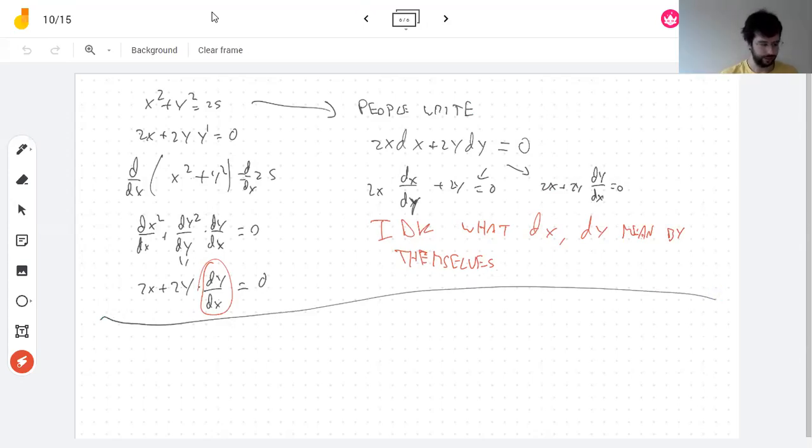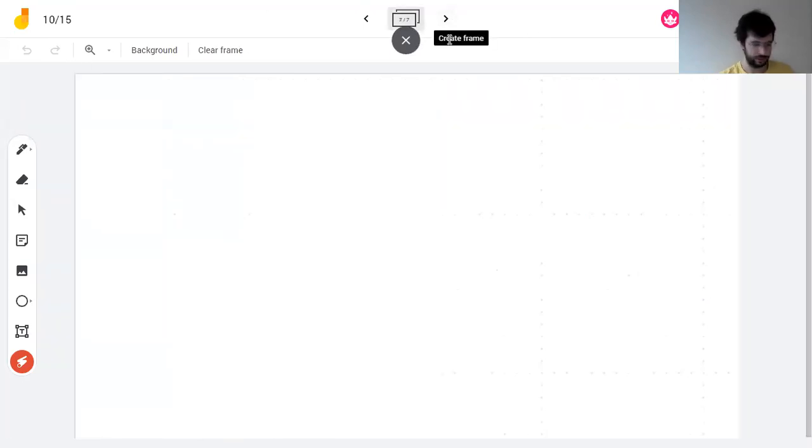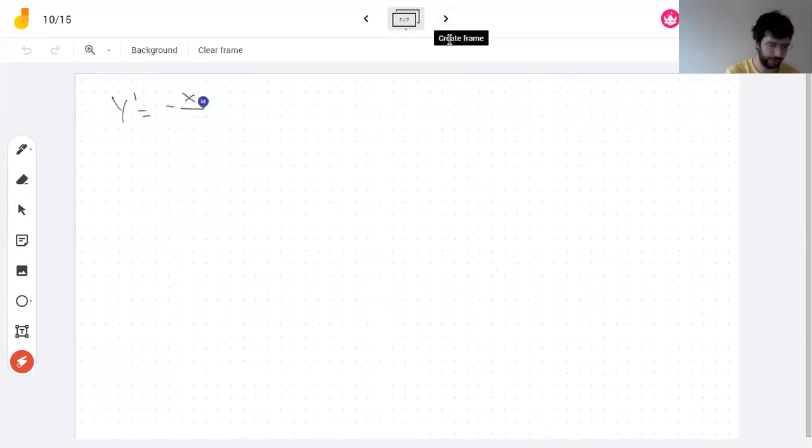Okay, so where I was is saying I got to, in however way, they're all essentially the same, I concluded that y prime is negative x over y. So I wanted to make x equals 3, y equals 4. Well, in this case, I don't need to think at all. y prime equals negative 3/4.